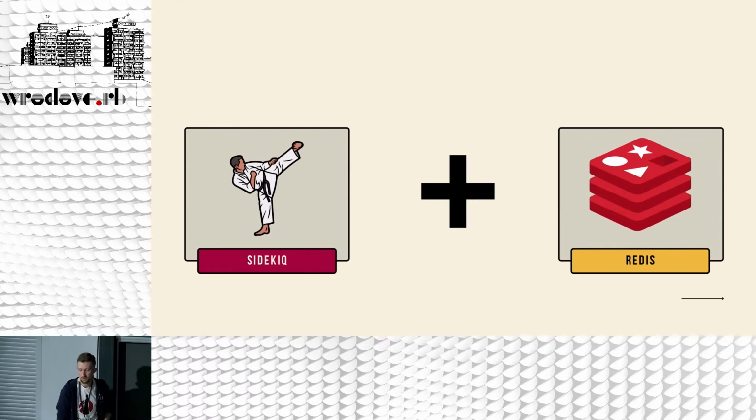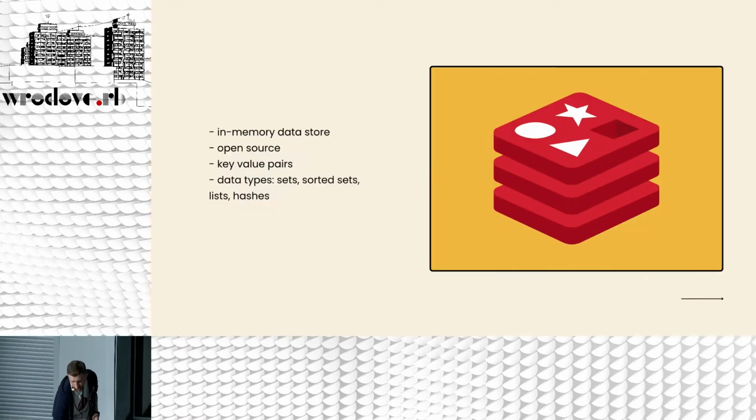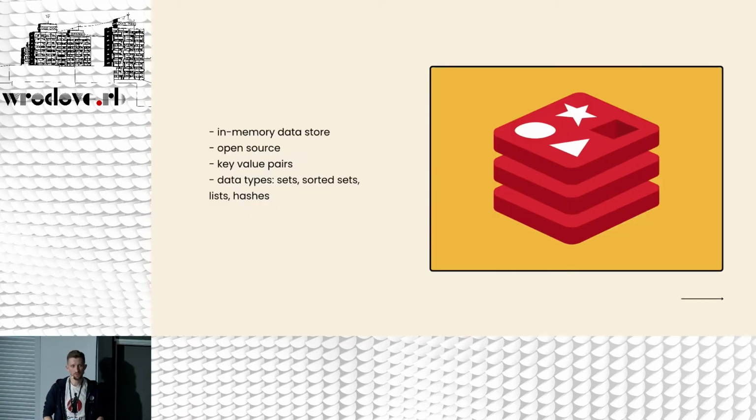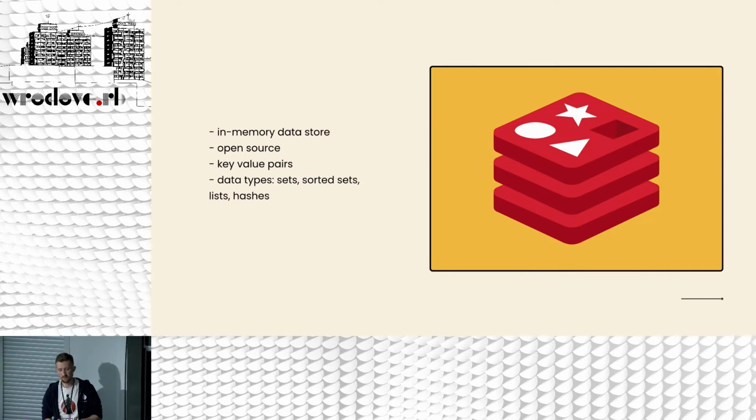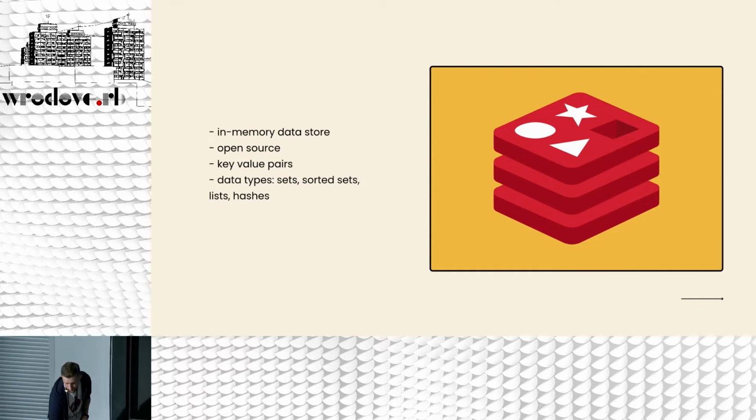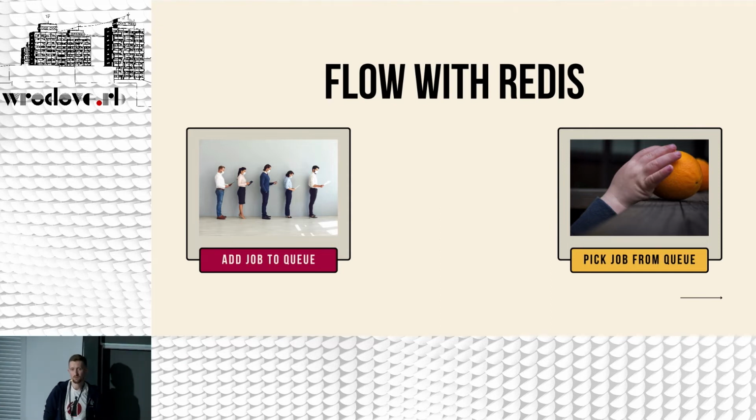And as I mentioned before, Sidekiq heavily depends on Redis. It saves the data in Redis. And Redis is an in-memory data store. It's open source. It's based on key-value pairs. And it provides some data types, sets, sorted sets, lists, and hashes, for example. And when it comes to the process of using Redis by Sidekiq, we can separate this into two steps. The first one is adding a job to the queue, and the second one is picking a job from a queue.